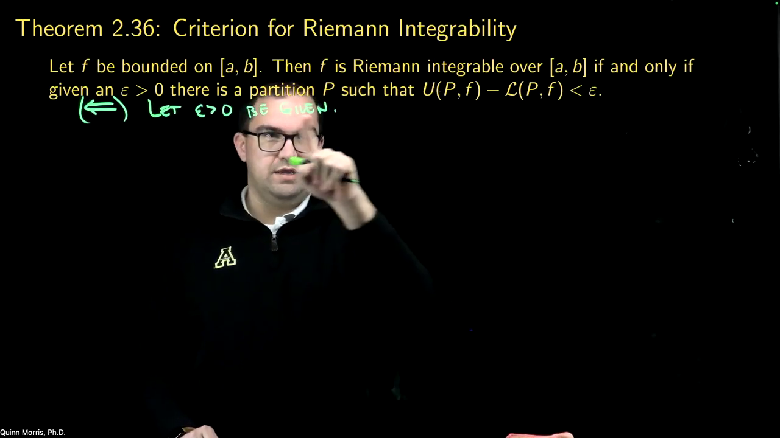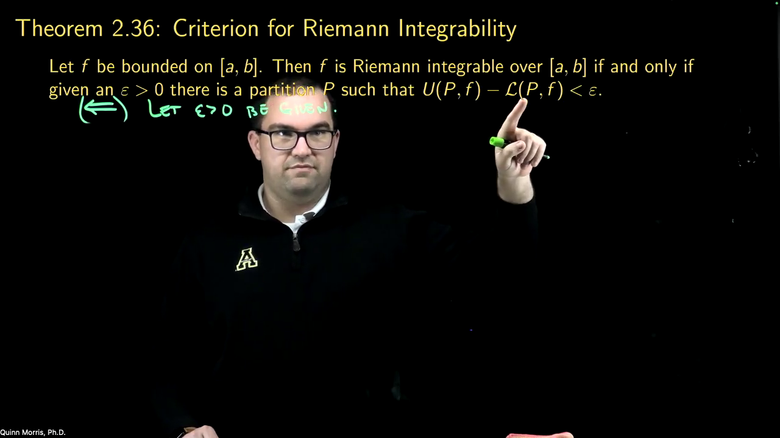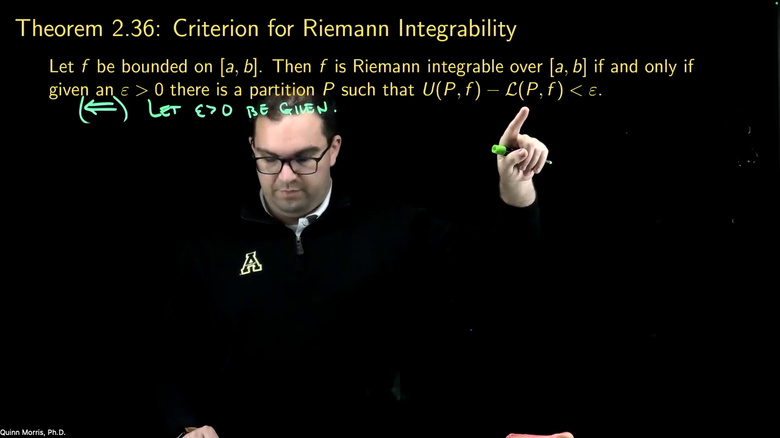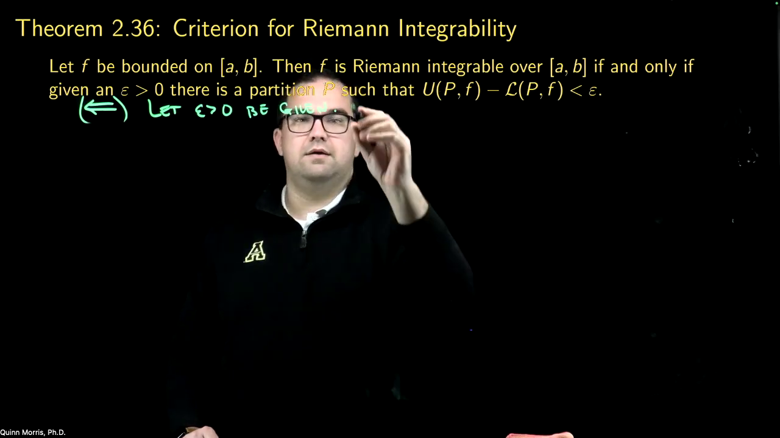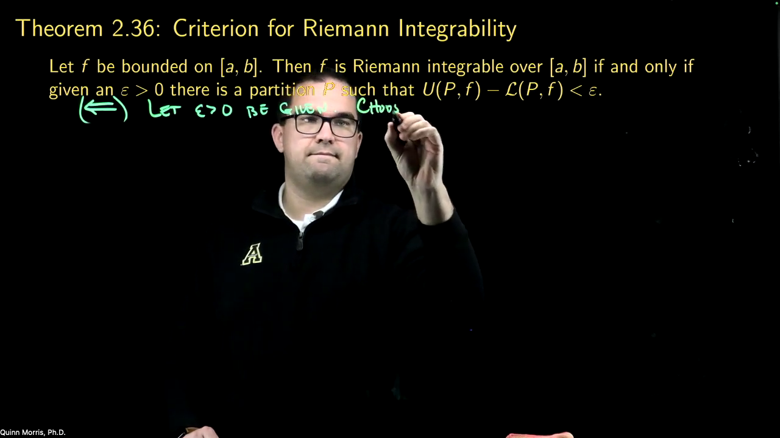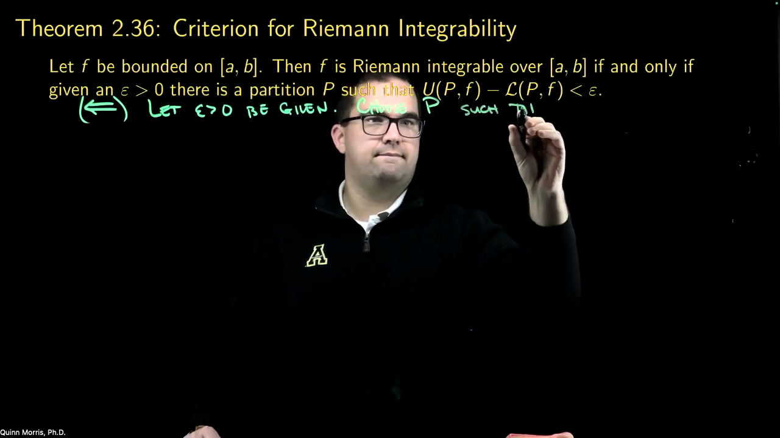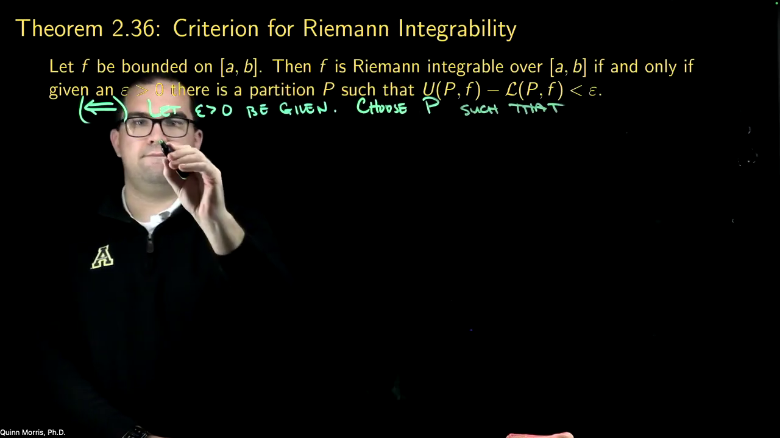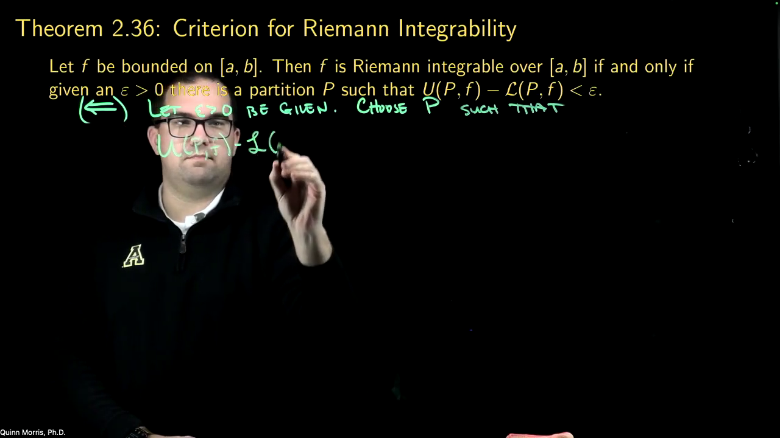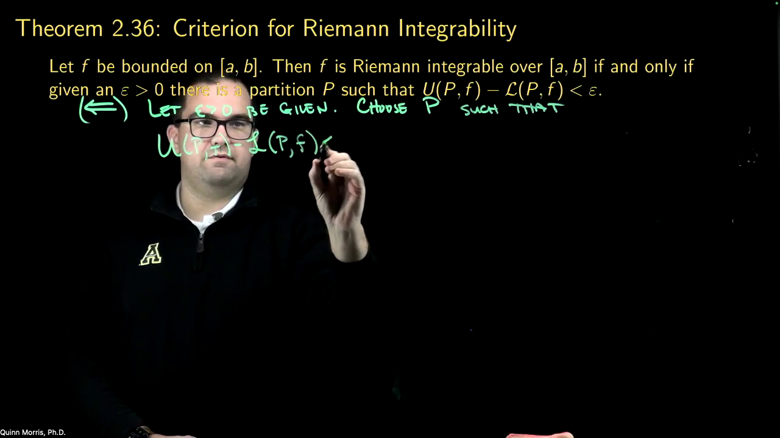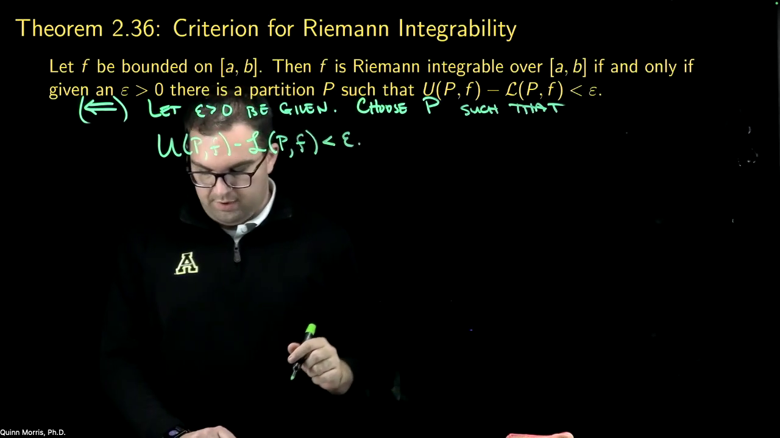Then our assumption here is that we can find a partition such that the upper sum of f over P and the lower sum of f over P differ by less than epsilon. Okay, so choose P such that the upper sum of P, f minus the lower sum of P, f is less than epsilon.